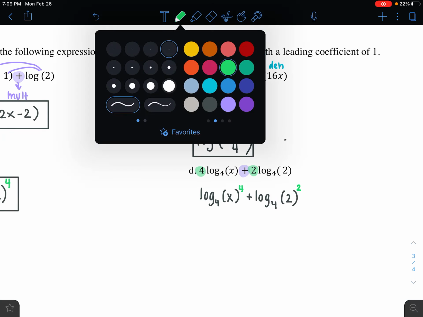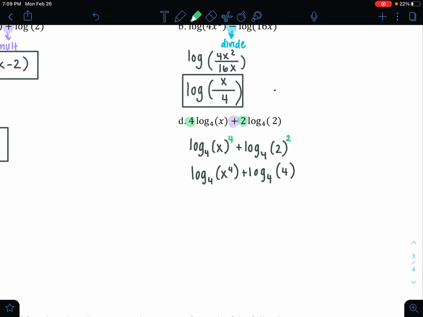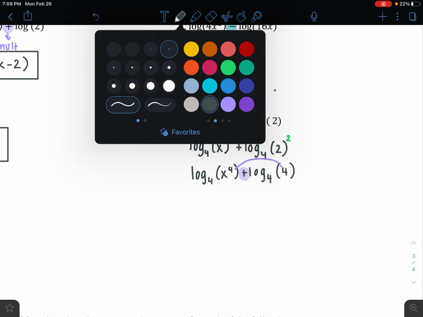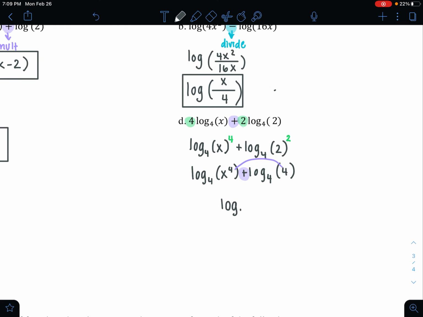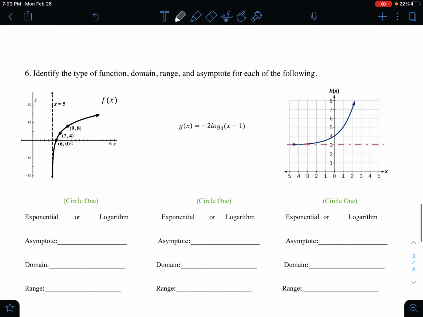So let's simplify anything else we can. The 4 applies to everything in that argument, so log base 4 of x to the 4th plus log base 4 of 2 squared is 4. Now in order to condense those, there's a plus sign between them. We're going to multiply our arguments, so you're going to do x to the 4th times 4. And you have log base 4 of 4x to the 4th as our final solution. Smiley face if you got it, correction if you got it wrong.